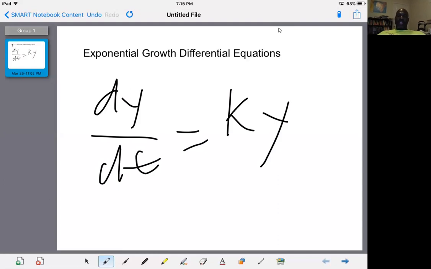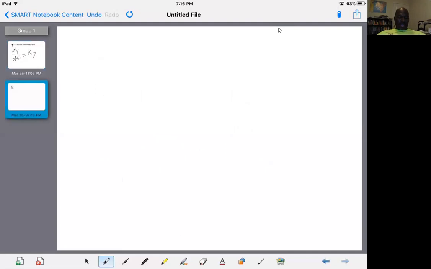This is a very simple, separable first order differential equation. I would like to solve it because, again, the solution is very important to us. So I'm going to separate this. I need to move y over to the left to join dy. The y will go to the bottom, and I just move the dt over. So the separation is going to look like this.